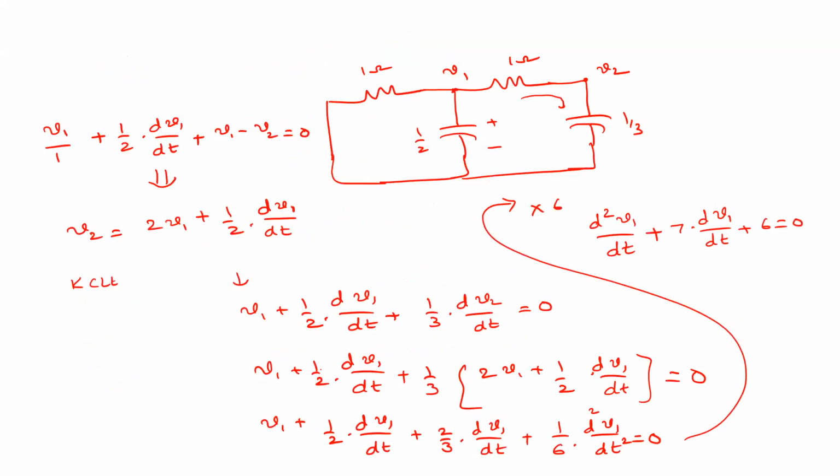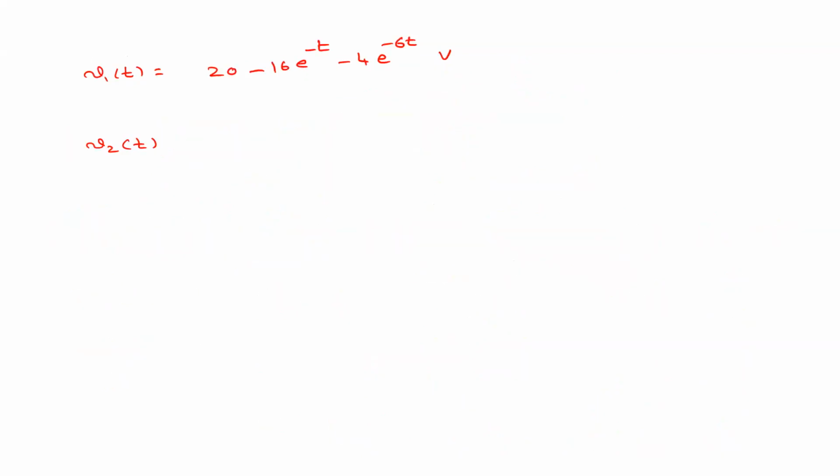Now we need to calculate V2 of t. We have already calculated V2 of t: 2 into V1 plus 1/2 into dV1/dt. Similarly, what is V0 of t? V0 of t is V1 of t minus V2 of t. That's all. So calculate this V2 of t.